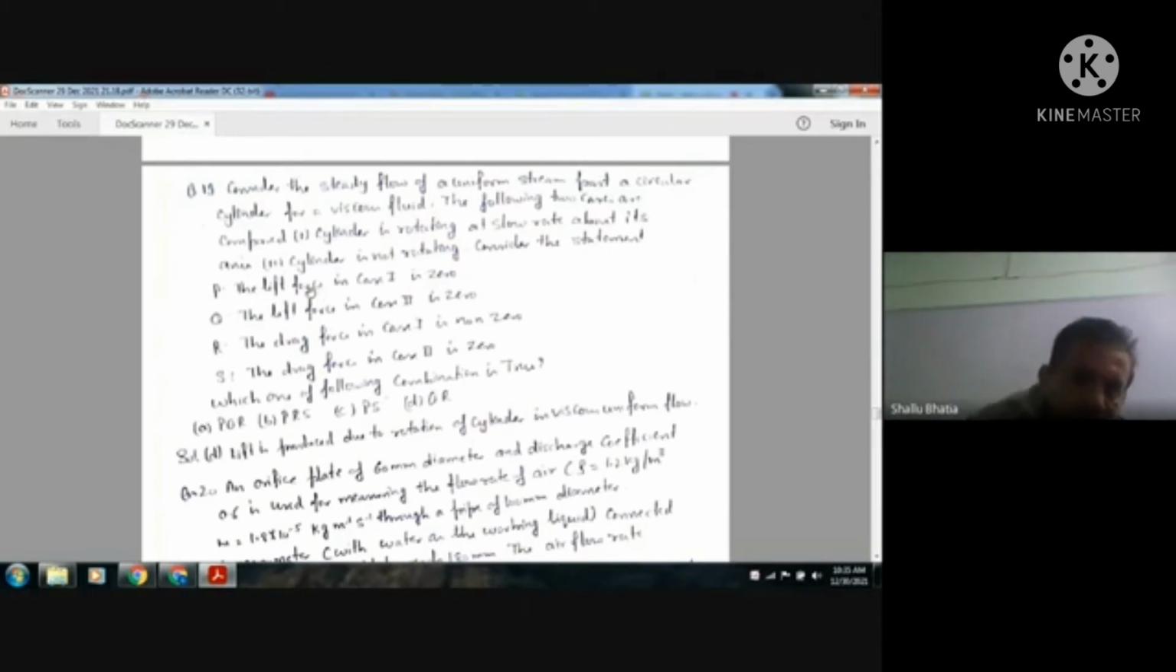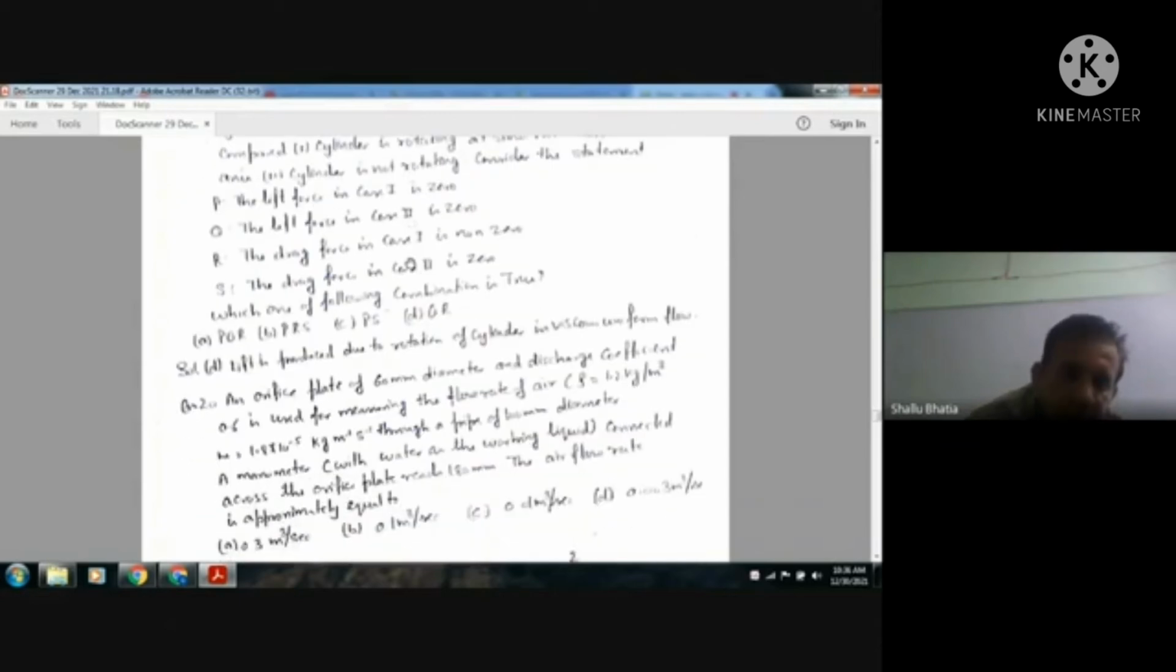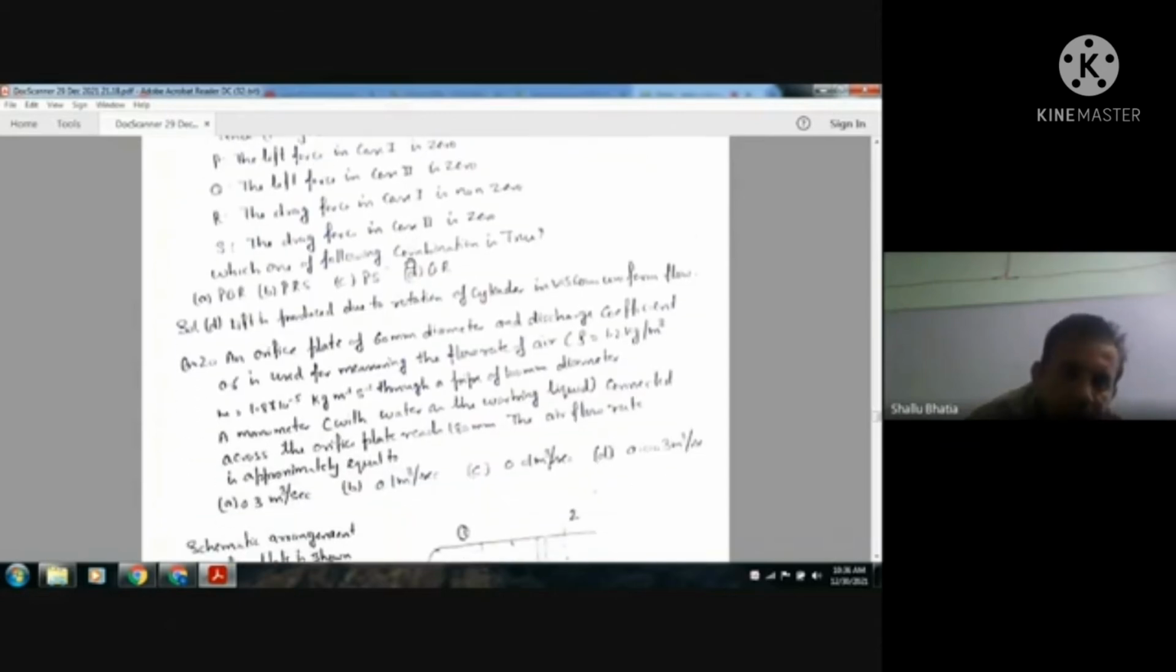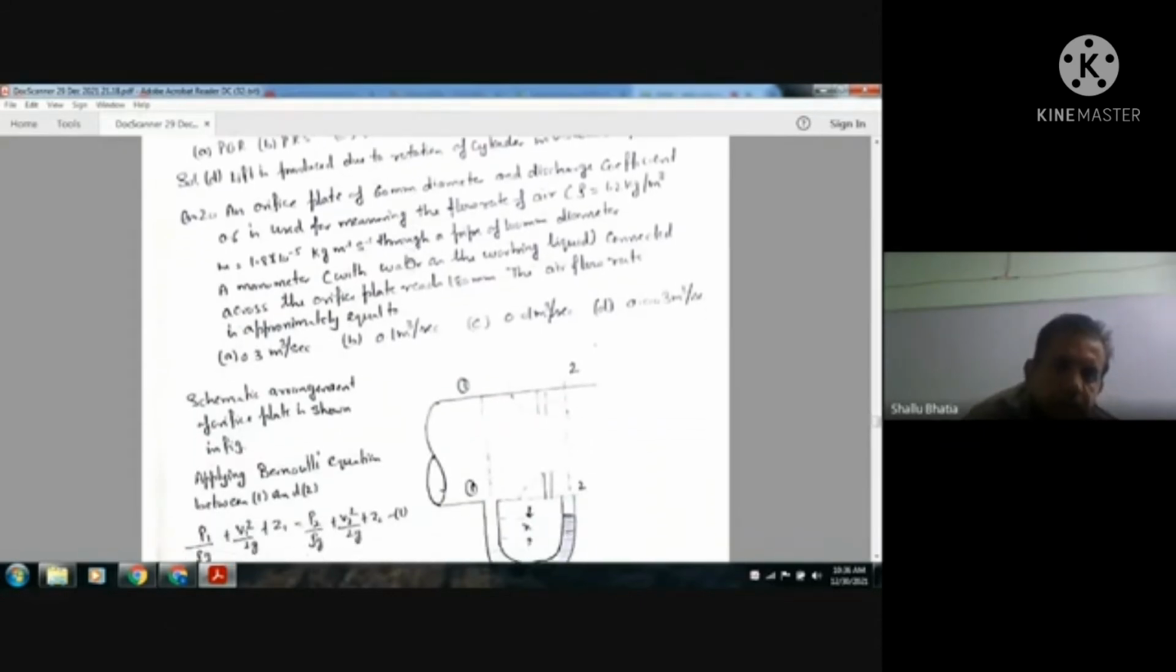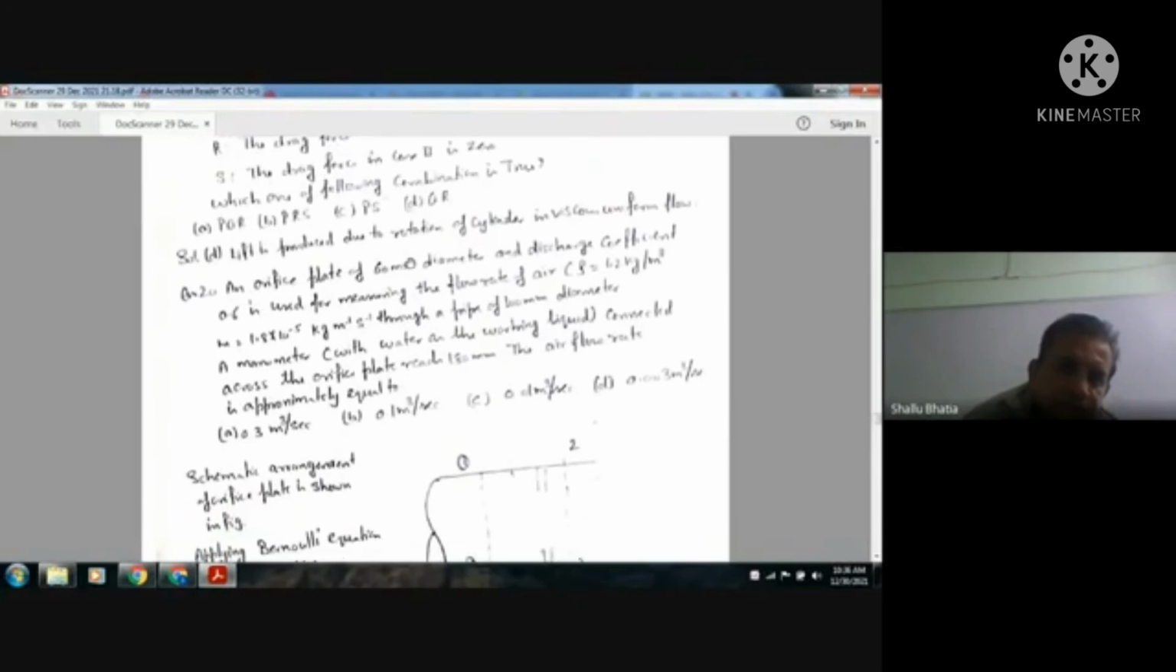And check out the statements. The lift force in case one is zero: wrong, because the cylinder is rotating, so there will be lift force. Drag force in case two is zero: no, it is wrong, because drag force will always be present. Okay, next, the answer is D.